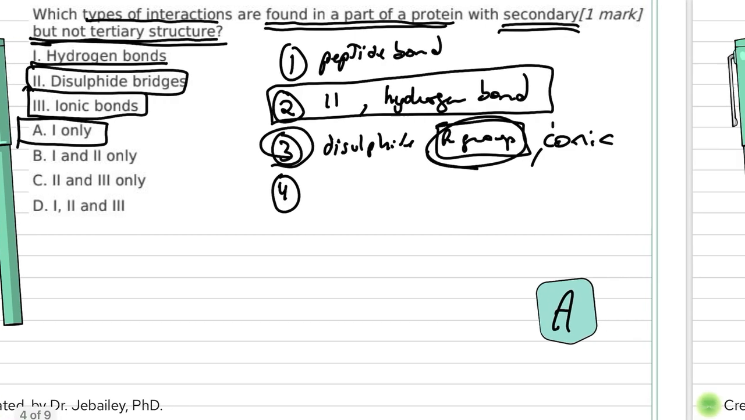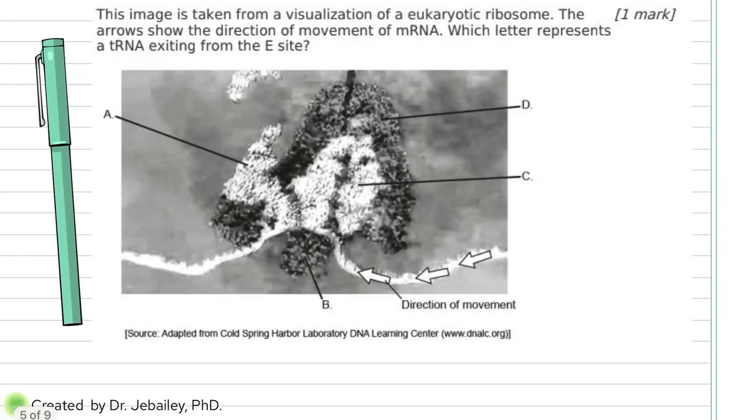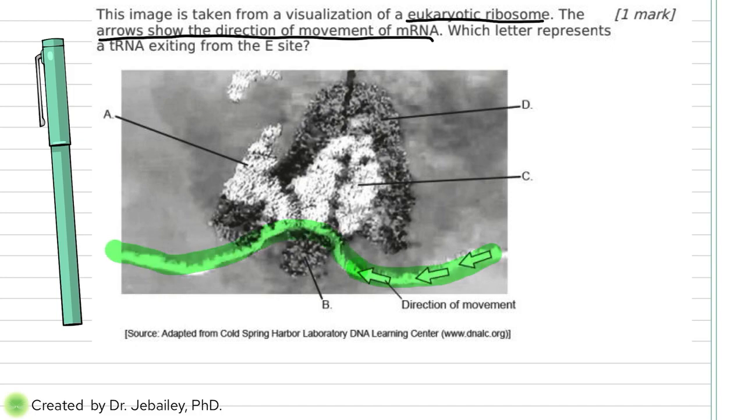So moving on, here it says the image is taken from a visualization of a eukaryotic ribosome. So it's a ribosome. The arrow shows the direction of the movement of the mRNA. So here they're basically showing, let me highlight here. You see this is where the mRNA is going. So this right here is the mRNA.